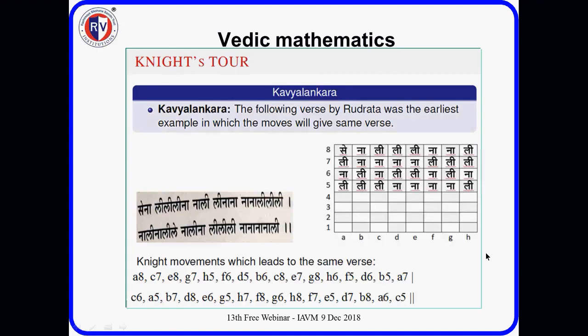Similarly, we have surveyed and come across one more shloka like this in Kavyalankara. It is the following verse by Rudrata, the earliest example in which the moves give the same verse itself. In the previous case, what happened? It gave a different verse. Now in this case, it is going to give the same verse itself. I am going to just read out this shloka.